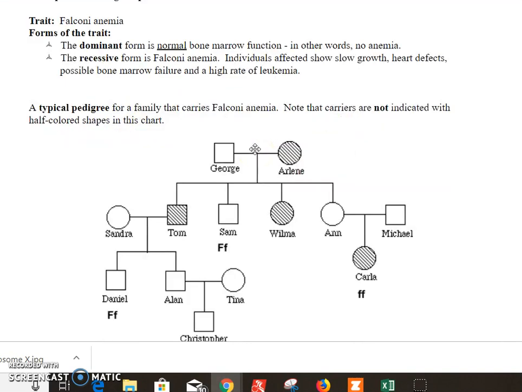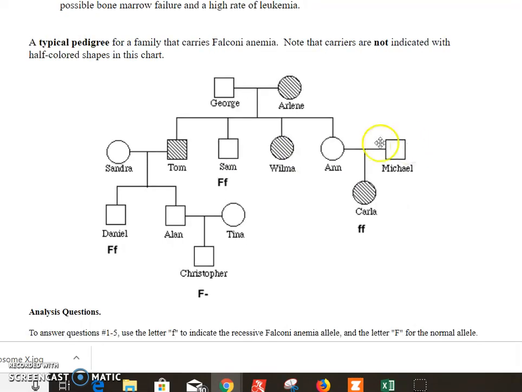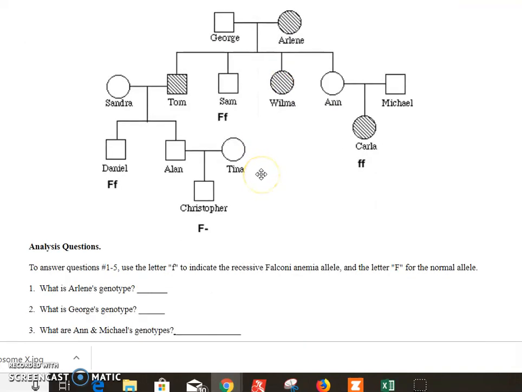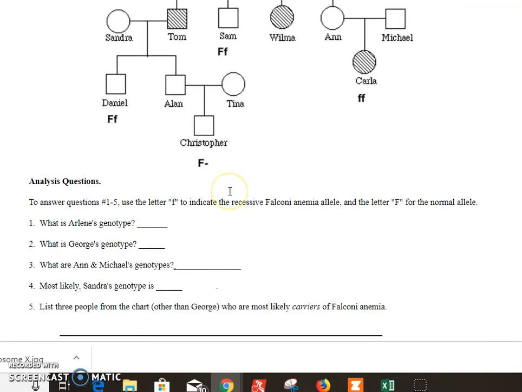So as we look at these, here's a typical pedigree for a family that carries the trait. Carriers are not indicated. There are no half-colored carriers in this particular case. But George and Arlene are the parents. We see that George is unaffected. He does not have Fanconi anemia, and Arlene does. So the first question that's asked here is, what is Arlene's genotype?